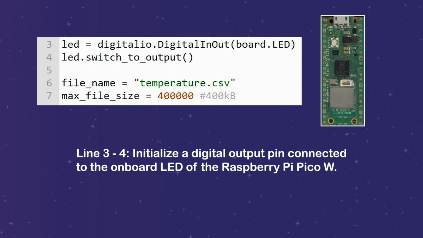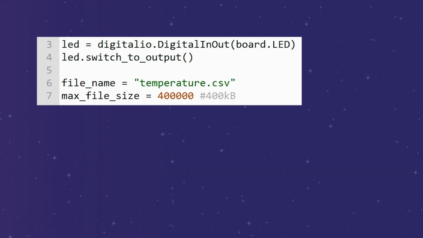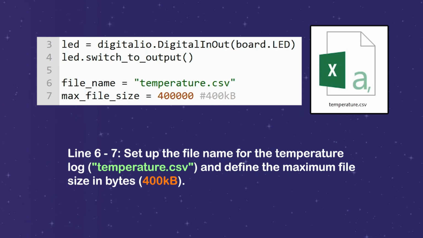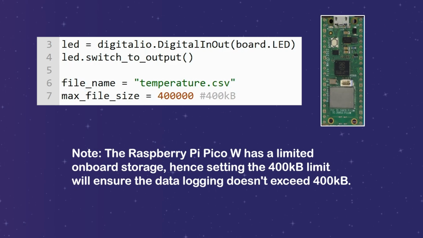Line 3 to 4 initialize a digital output pin connected to the onboard LED of the Raspberry Pi Pico W. Line 6 to 7 set up the file name for the temperature log and define the maximum file size in bytes. The Raspberry Pi Pico W has a limited onboard storage. Setting the 400 kilobyte limit will ensure the data logging doesn't exceed 400 kilobytes.